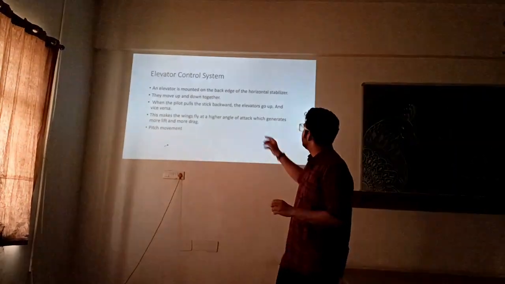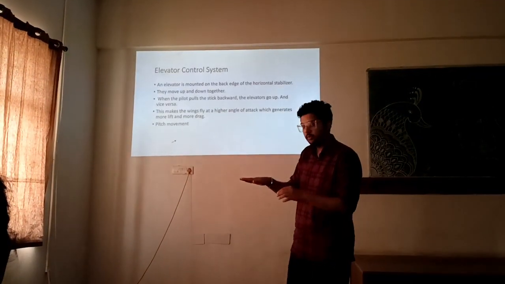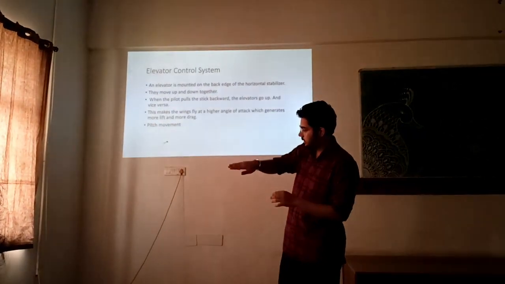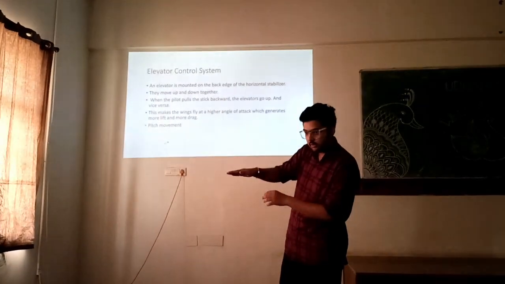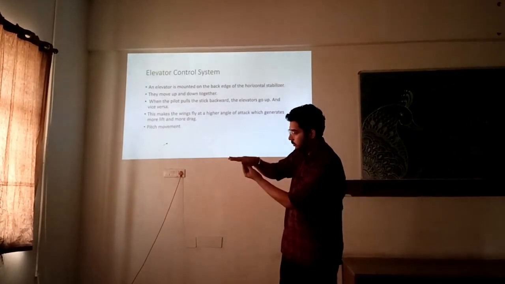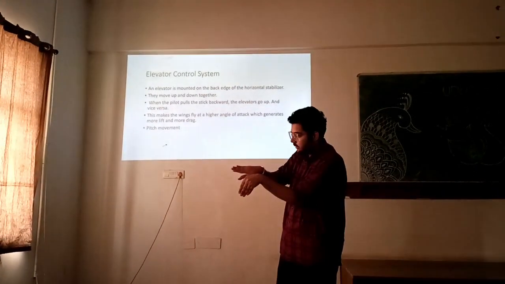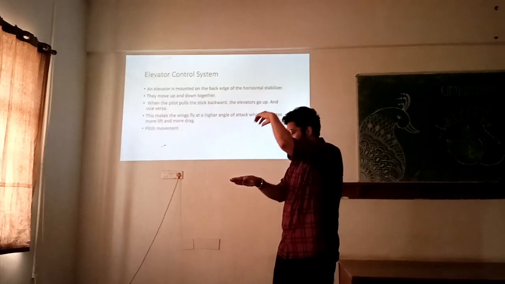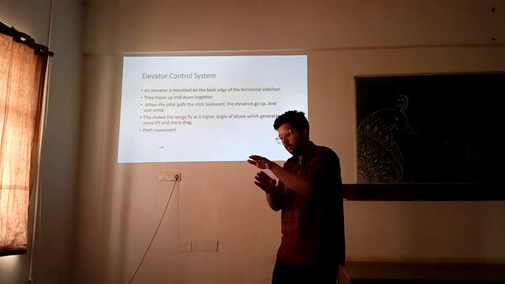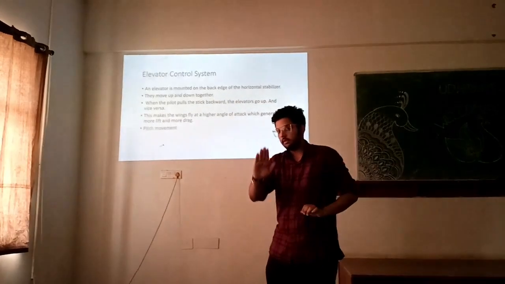Next slide. So, the elevator control system. In the elevator control system, for example, if we want to increase the lift, the elevator will move like this. Then the air will move like this, and as the air produces pressure here, the tail will move like this, and this will cause the nose of the aircraft to push up. So it will move like this.